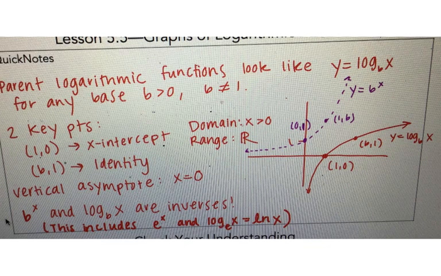Okay, here are your quick notes. I'm trying to look over them really quickly, see if there's anything that we really haven't covered yet. Most of this stuff we kind of talked about. They kind of go in more detail with the key points and showing their inverse being reflected over that line, y equals x. Now look here, b raised to the x and log base b of x are inverses. So that means e to the x and log base e of x, which we can write as natural log of x, those are inverses of each other.